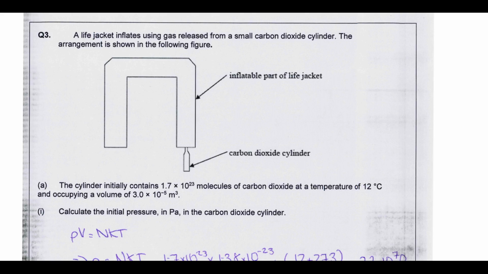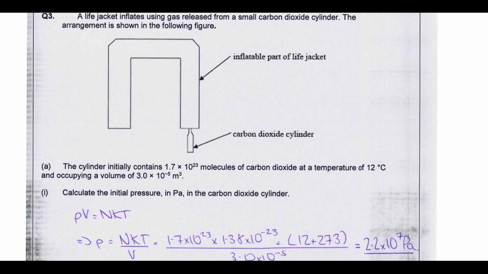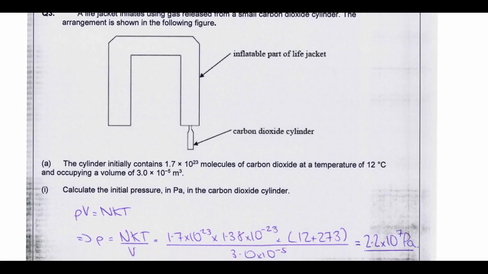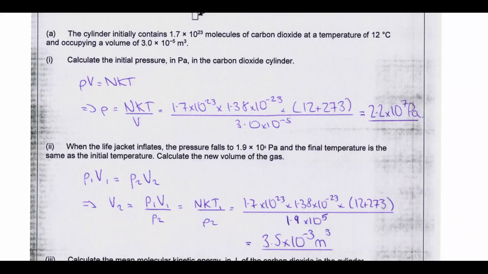Okay, so in this next one we're going to look at inflating a life jacket using a carbon dioxide cylinder. It's a fairly unusual way of inflating a life jacket, but why not? So currently all the gas is sitting inside this carbon dioxide cylinder, and what we can do is open a valve which allows it to expand into this whole life jacket volume. It says the cylinder initially contains this number of molecules at a temperature of 12 degrees centigrade, and it occupies a certain volume. Calculate the initial pressure.